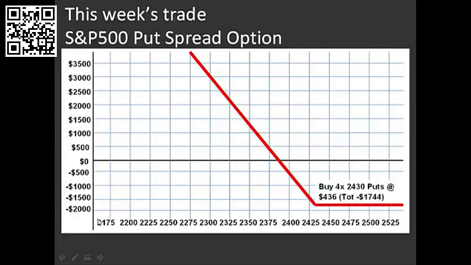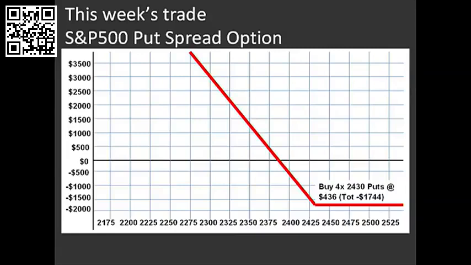So the first leg of the structure that I've done is I've gone long a put option on the S&P 500 with a strike of 24.30. Now that's pretty much where the S&P 500 is trading right now. So we're talking about an at-the-money put option at this stage. I've bought 4 of those and they're $436 each, on today's pricing. So 4 of those at $436 each implies that I've spent $1,744 in premium on this leg of this trade.